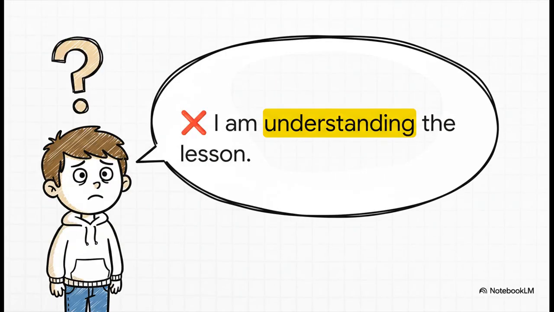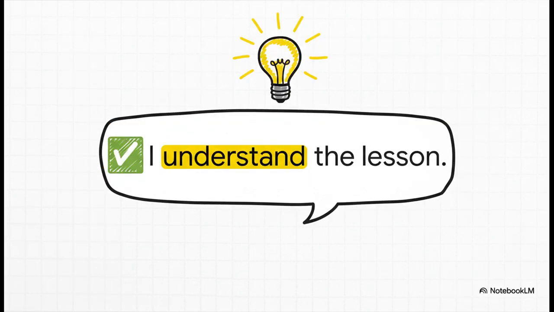So here's a perfect example of that trap. You're in the process of understanding this lesson right now, so it feels natural to say, "I am understanding." But because understand is a mental state, that's actually incorrect. And the fix is so easy. You just use the simple present tense. Not "I am understanding," but "I understand." That simple little switch is a huge step towards sounding totally fluent.